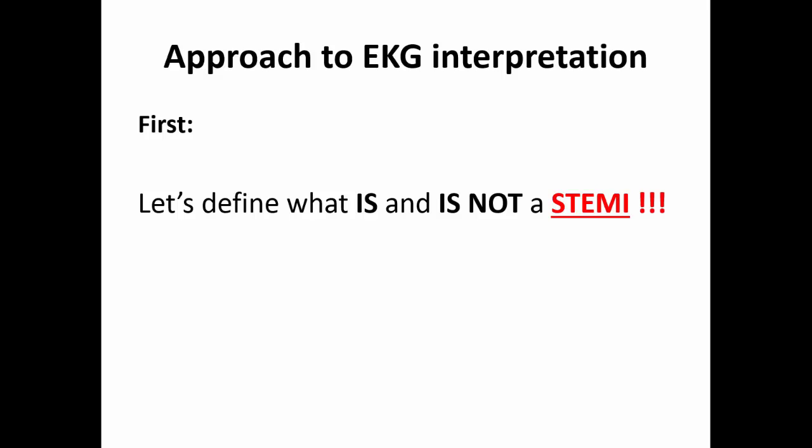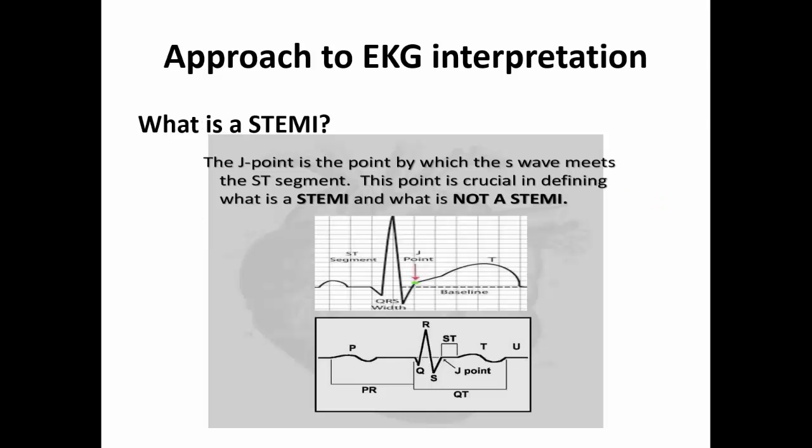To start with, let's talk about what is a STEMI and what's not a STEMI. When we talk about a STEMI, we're talking about elevation of the J point. The J point is where you convert from the QRS part of the EKG into the T wave. When that's elevated, it's either J point elevation from a STEMI or from some other cause. So we really need to focus on the ST segment, starting at the J point and extending to the T wave. That's crucial in deciding if it's a STEMI or not.